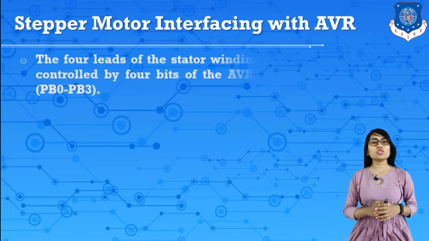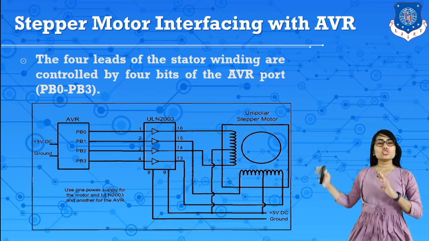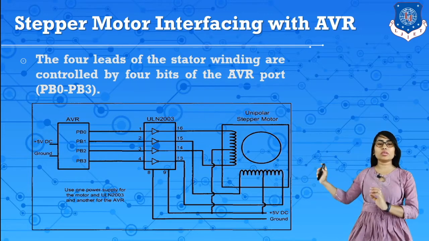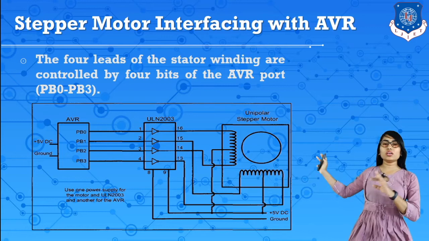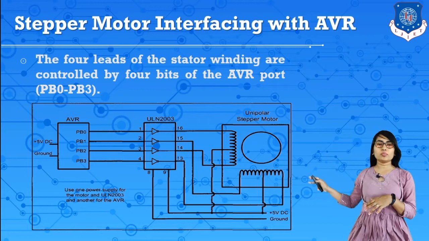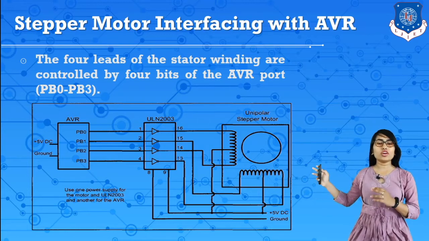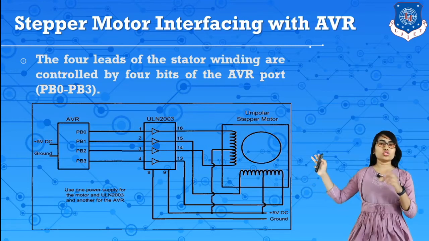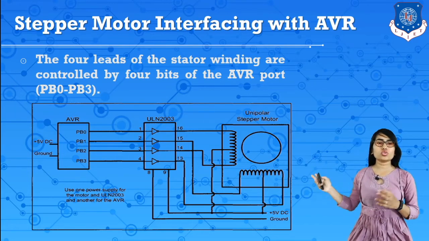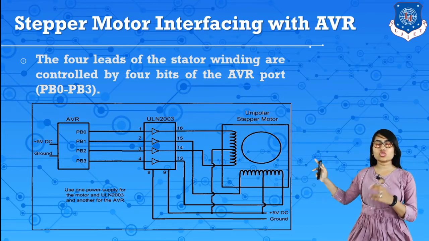Now let's discuss stepper motor interfacing with AVR. The 4 leads of the stator winding are controlled by 4 bits of the AVR port, that is PB0 to PB3. Here this is a stepper motor, so it can be connected like this through these pins. One power supply is for the motor and ULN2003 and another for AVR. The ULN2003 is basically used to connect the AVR PB0, PB1, PB2, PB3 to the stepper motor like this.